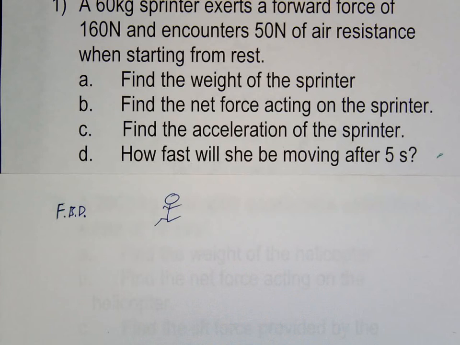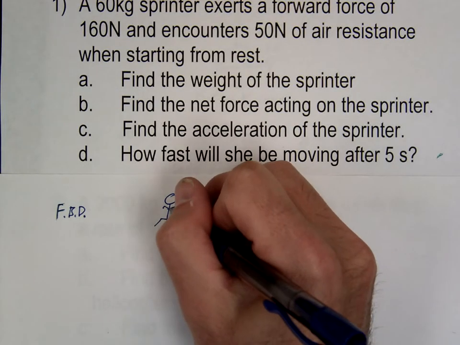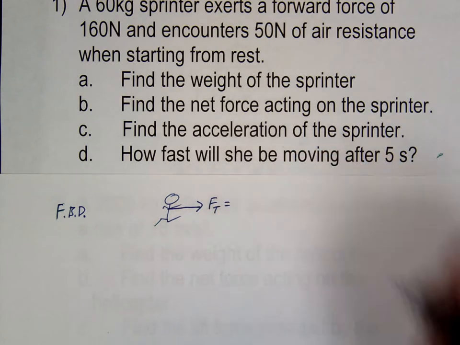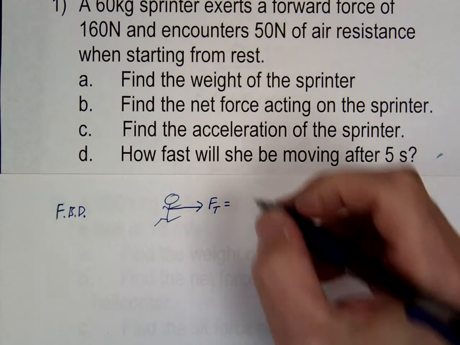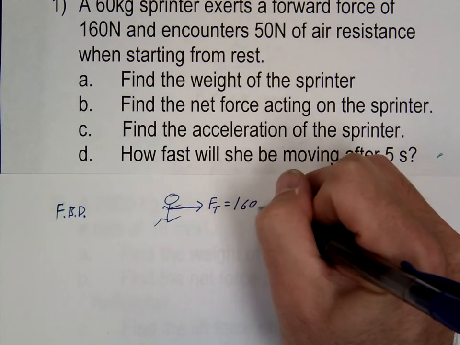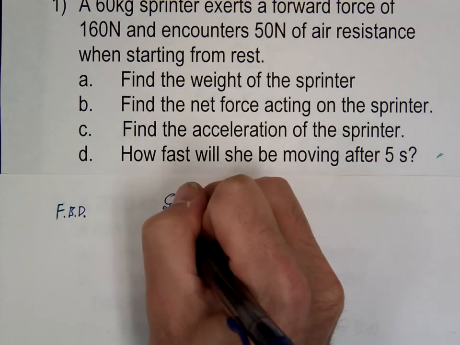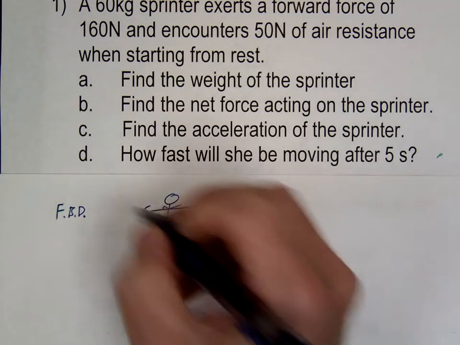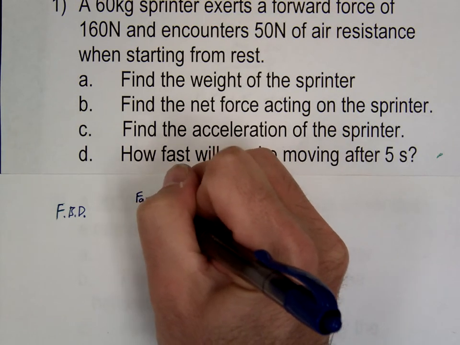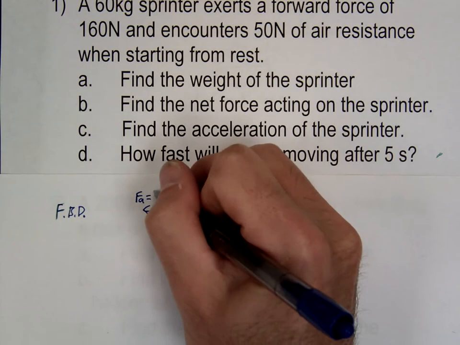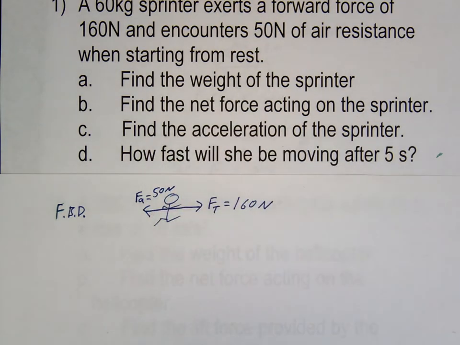So for example, we know in this problem that there's a thrust force. We'll call it F thrust. And actually we know the number, right? What's the thrust force? 160 newtons, pushing them forward. We know there's a backwards force of air resistance trying to slow them down. Call that F air, and that is 50. Now, in terms of the context of the problem, this is really all that's important.